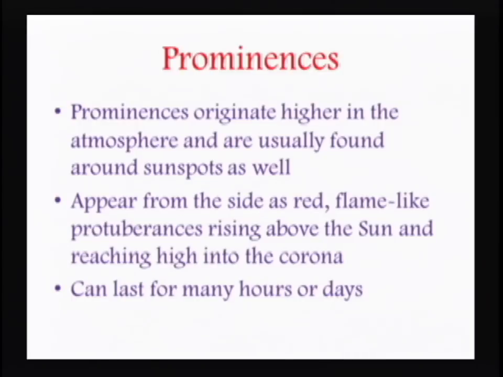And these prominences are going to then occur a little bit higher. They, like I said, originate higher in the atmosphere. They're also usually found around the sunspots. So we think that these are different views of what's occurring in the different layers as we move upward from that sunspot. If I look at them from the side, they appear as red, flame-like prominences or protrusions that are going to rise above the sun, and they're reaching a lot of times high into the corona.